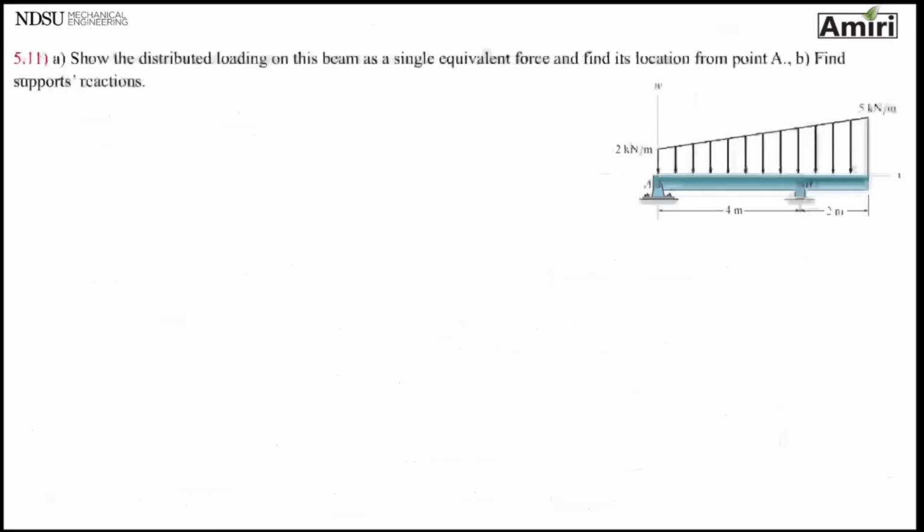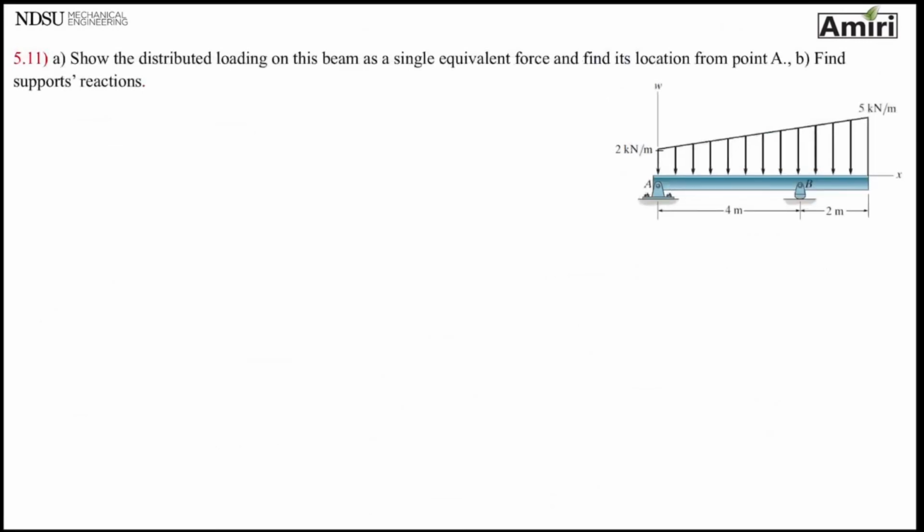Looking at the last problem I have, I already did one with distributed load. Let's do another one. Part A, show the distributed loading on this beam as a single equivalent force and find its location from point A. Okay, now we're going way back to previous chapters. So the first part doesn't care about free body diagram. There's no reactions. It only wants to replace that force with a single equivalent force at a distance.